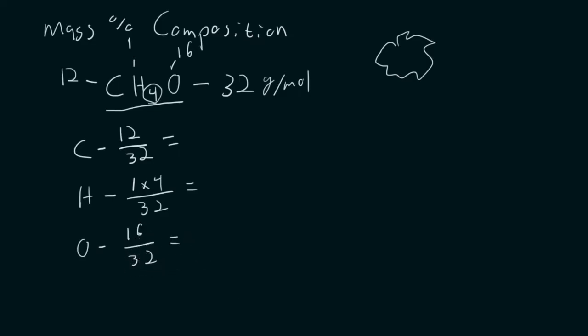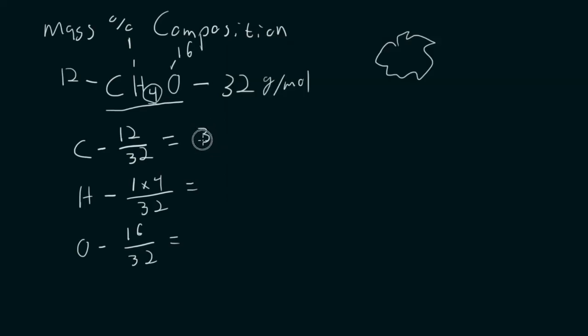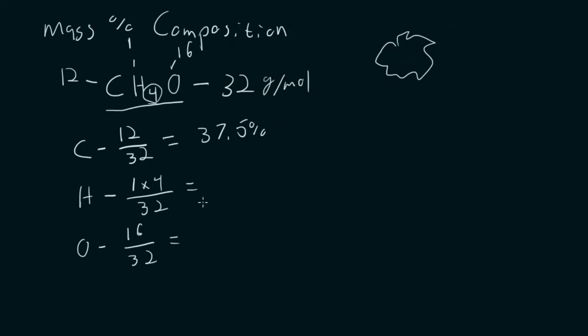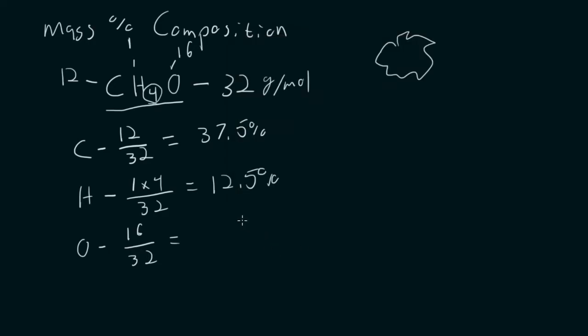Now if I do all of those, I'm going to get 12 divided by 32 for carbon. That gives me 0.375, so that's 37.5%. For the hydrogen, it's going to be 4 divided by 32, because there's 4 hydrogens. That's going to be 12.5%. And the oxygen, it's going to be 16 divided by 32. That gives me 50%. So now I can see the percent composition of this.